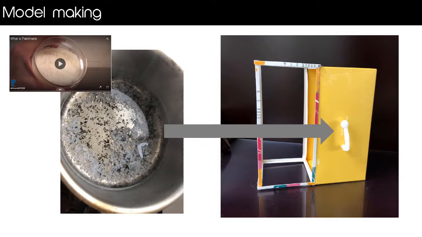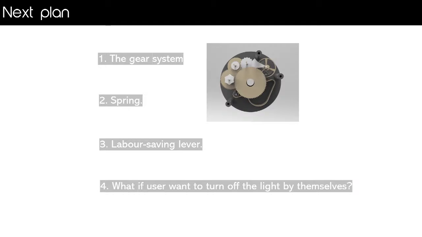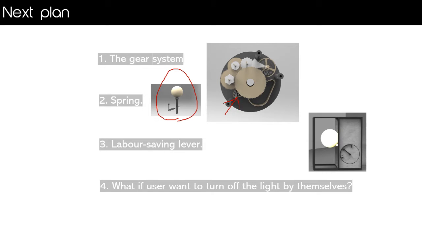About model making, I use plastic to produce my rotate rod, and that's quite interesting. Here is my next plan. About gear system, I can use 3D printing to prove my hypothesis. Also, the power of spring can only be known after I know the real weight of the rotate system. And the third part is the front rod. It needs to be a labor-saving lever, so I still need to improve it.